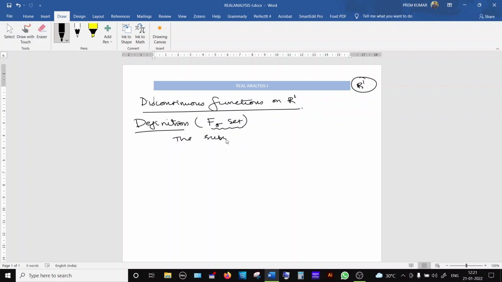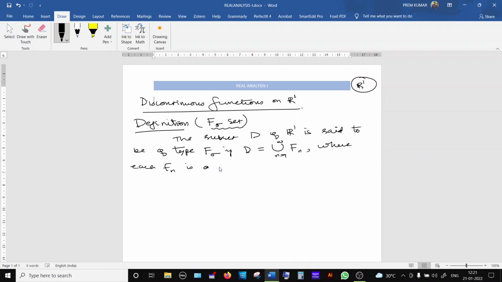The subset D of R1 is said to be of type F sigma if that set D can be written as some union of some closed subsets Fn, where each Fn is a closed subset of R1.